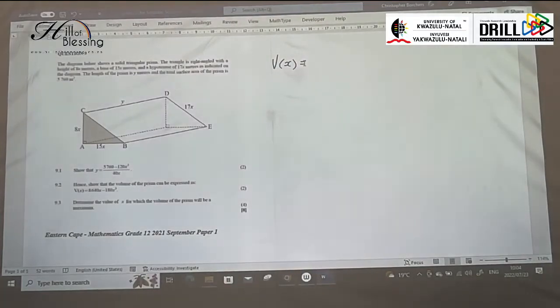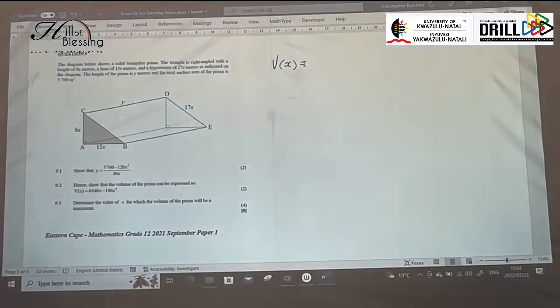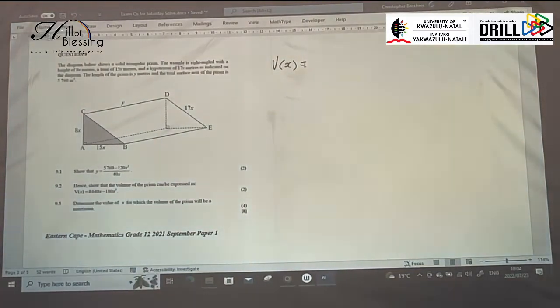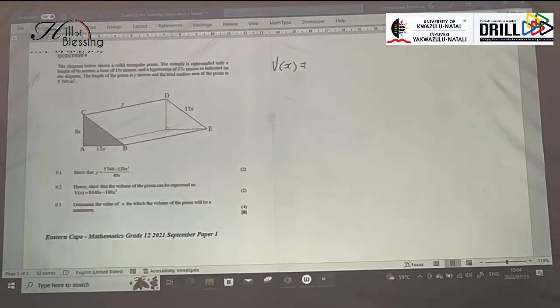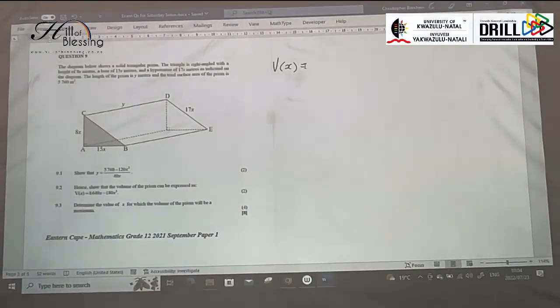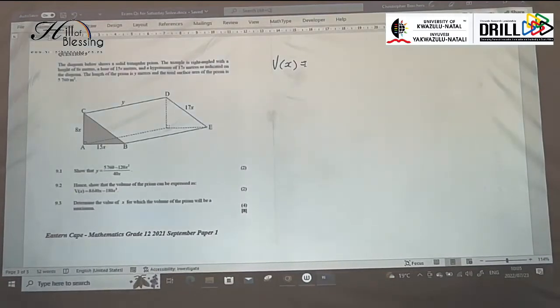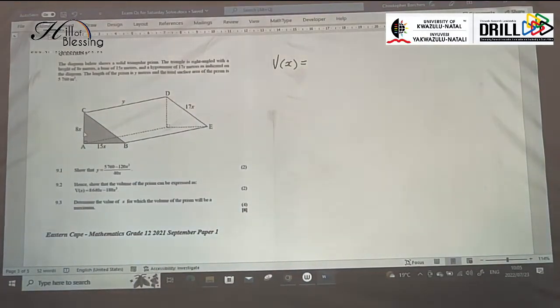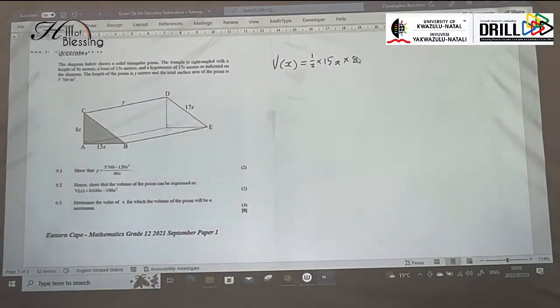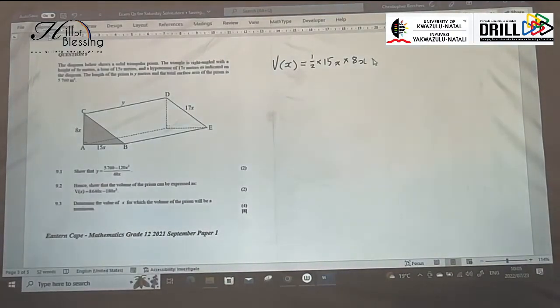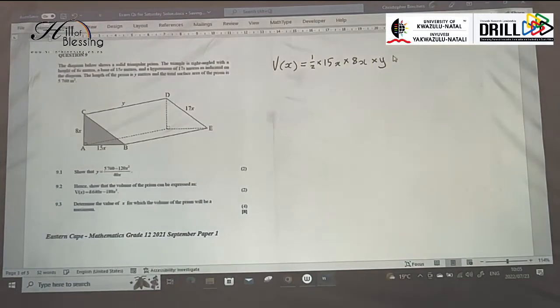How would we calculate the volume of this shape over here? Volume of a prism. Can we think back to grade 9? Do we remember how we do that? It's got a constant cross-section and a length. So we get the area of the cross-section and multiply it by the length. That will give us the volume of the shape. So it's the area of the triangle in front multiplied by the length. How would we calculate the area of the triangle in front? Half times base times height, right? Half times 15x times 8x. But then we have to multiply it by the length, which in this case is y.